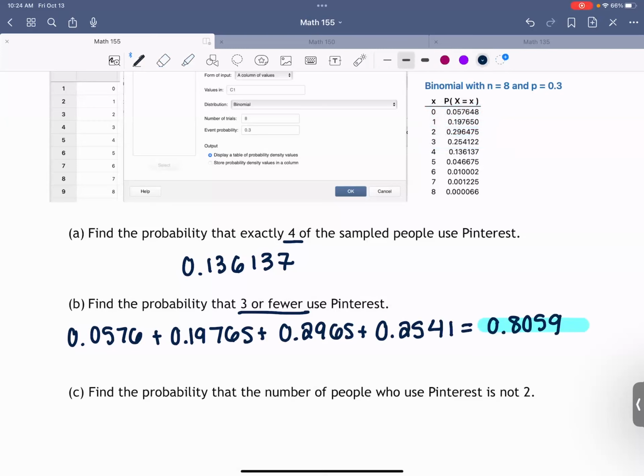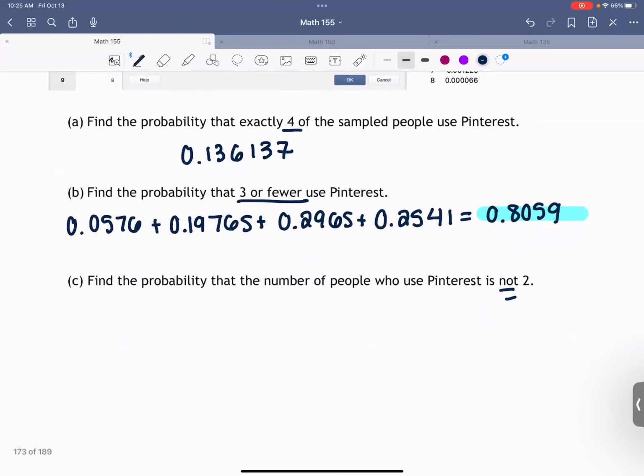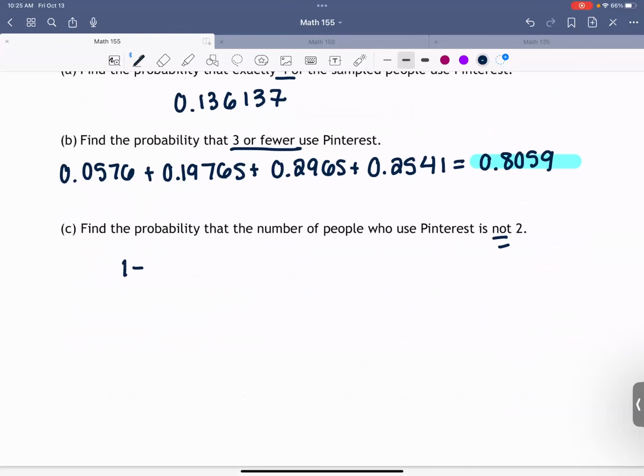All right. Last one, we want to find the probability of the people whose Pinterest is not 2. Remember, not means to use the complement rule. What am I going to do with the probability of 2? 1 minus, subtract from 1. So 1 minus the probability of 2, which is 0.2965. If I subtract that from 1, we get 0.7035. And that would be my answer for part C.